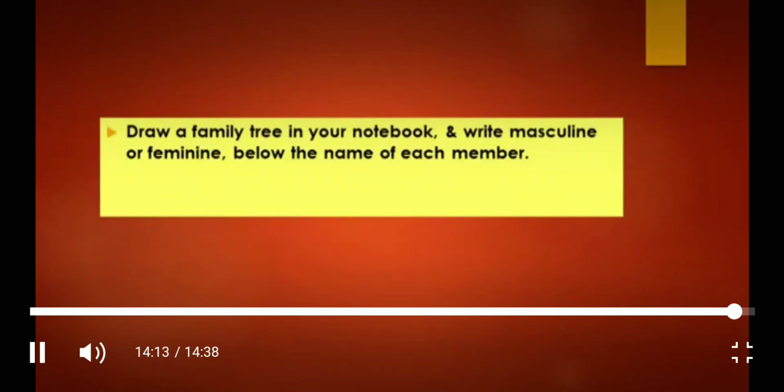Now one more activity for you to do. Draw a family tree in your notebook and write masculine or feminine below the name of each member. You can start with your grandfather and grandmother. Enjoy the activity, children. I'm sure you will like it.